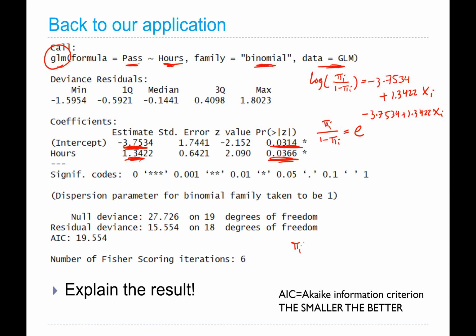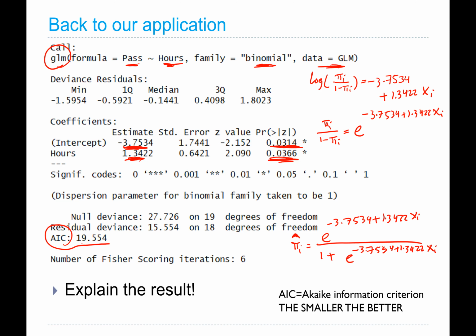Or maybe you would like to write it as a function of pi i. So pi i equals e to the power of -3.7534 plus 1.3422 xi, divided by 1 plus e to the power of -3.7534 plus 1.3422 xi. So now I plug in xi, and it gives me the fitted values for pi i, or the predicted probability of success at some given number of hours a student studies.